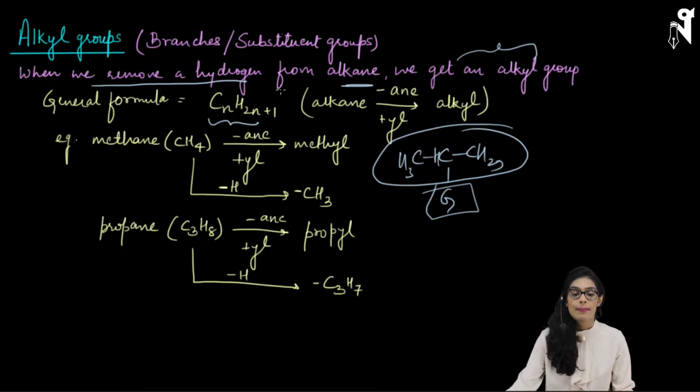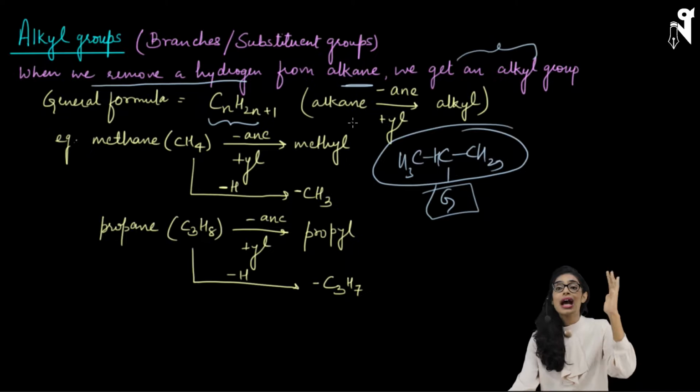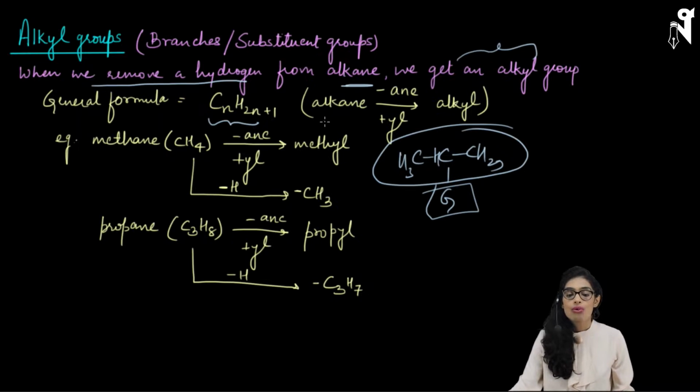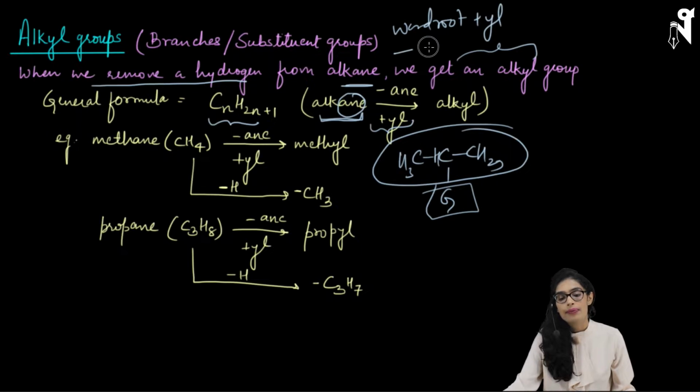So that is called an alkyl group, and it is formed by losing one hydrogen or replacing hydrogen with something else. And how do we name it? Alkane is the general name. You remove -ane from it and add -yl to it. Basically, word root plus -yl. That is the name for alkyl groups.